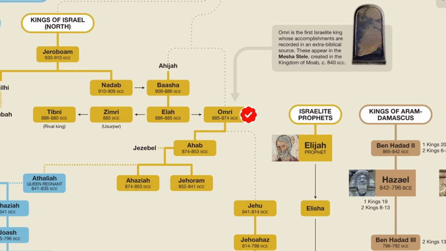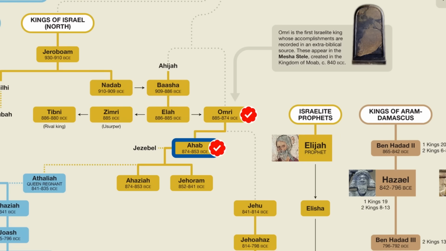So I'm going to place a verification checkmark next to Omri to indicate that his name has been found in the archaeological record. According to the Bible, the next Israelite king after Omri was his son Ahab. The Bible has a lot more to say about Ahab, who was married to Jezebel and who reigned during the time of Elijah the prophet. However, Ahab is also mentioned outside of the Bible.